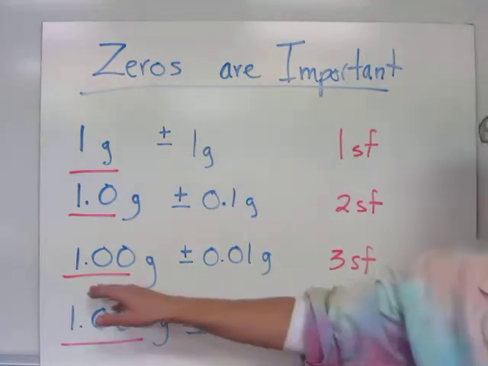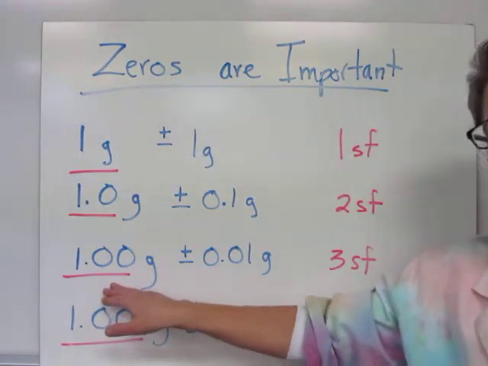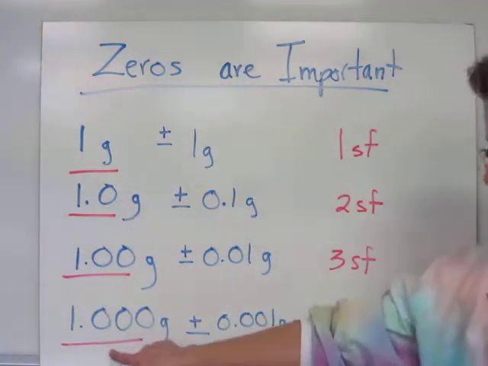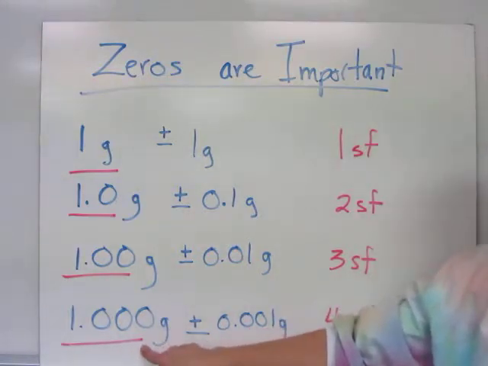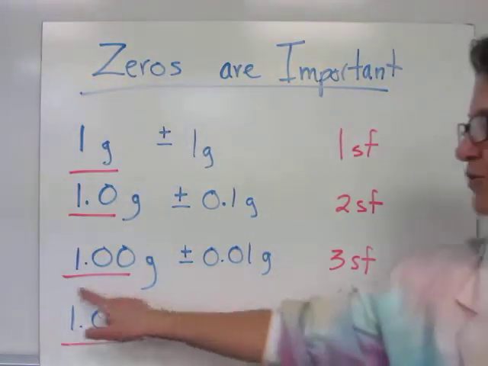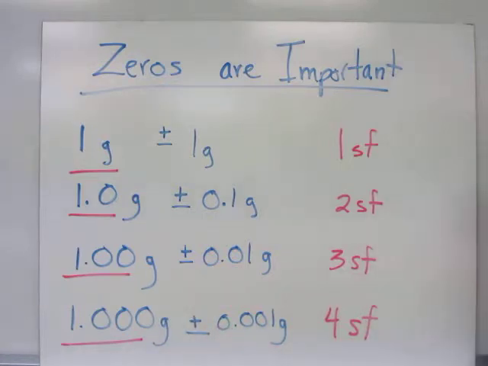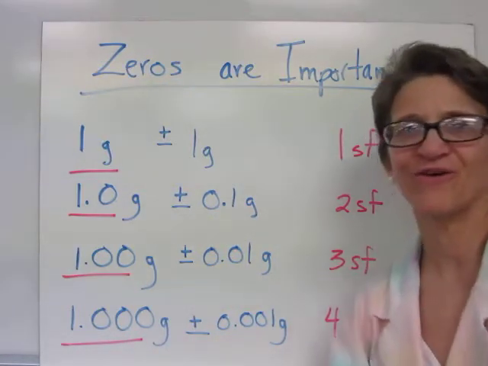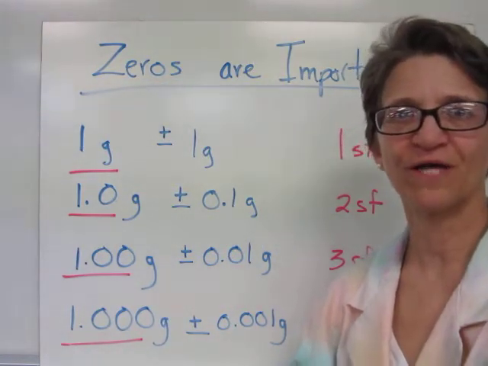So when you record your mass, you need to make sure you include those decimal places. When we have 1,000th of a gram uncertainty, your reading has 4 sig figs. So those zeros are very important when you're recording your numbers.